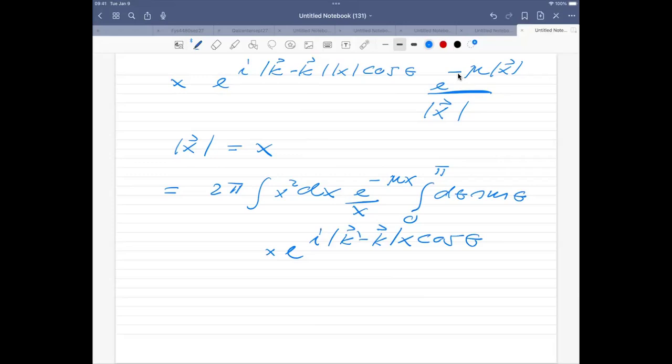Now, this is an integral which we can evaluate, and you have probably seen that one before. And this integral is actually going to be equal to 4 pi divided by mu squared plus k prime minus k squared.